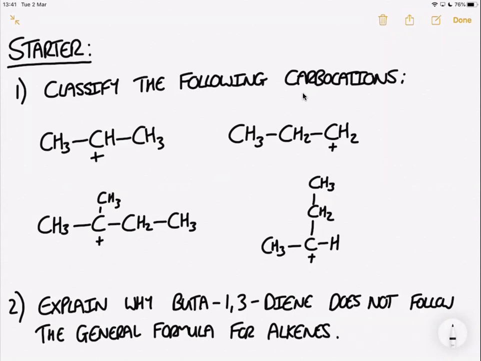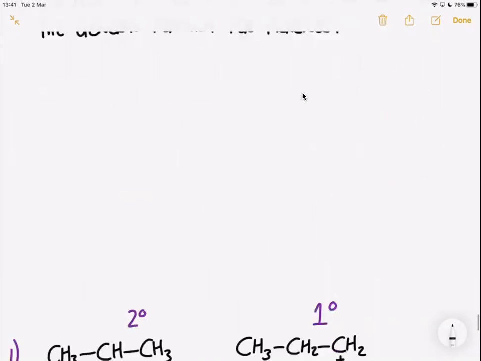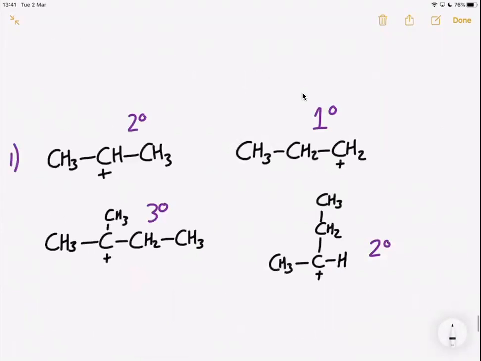We've got a classify these carbocations question and then another question about the general formula for alkenes. So here we are. We've got secondary, primary, tertiary, and secondary. That's what the symbols mean, just in case it wasn't clear. The 2 degrees sign, that's secondary, and so on, right? The only trick here really is the bottom right one, which is still a secondary carbocation.